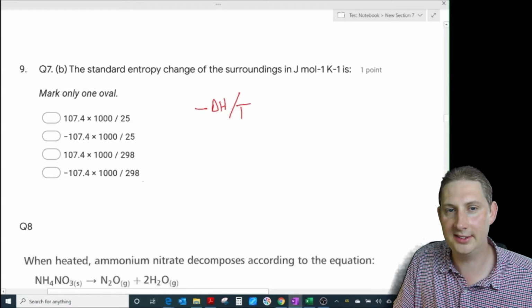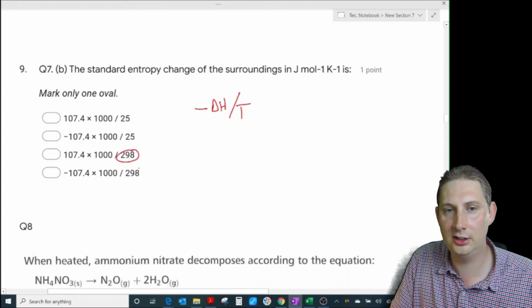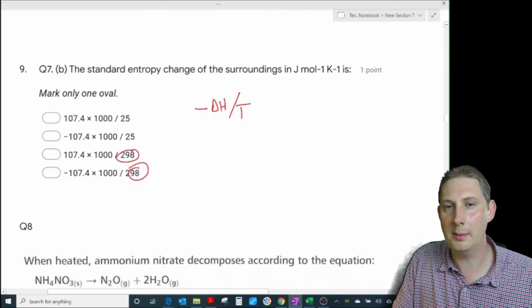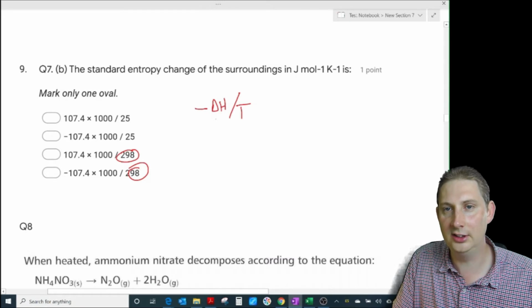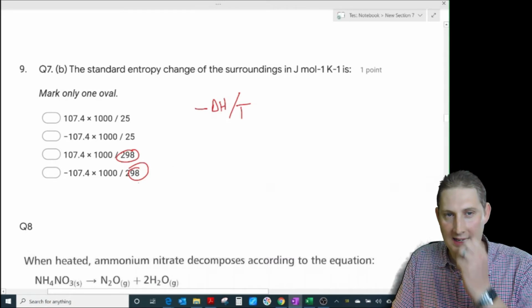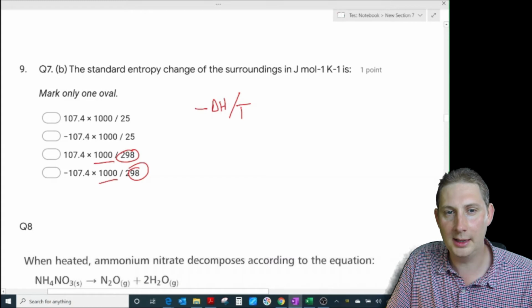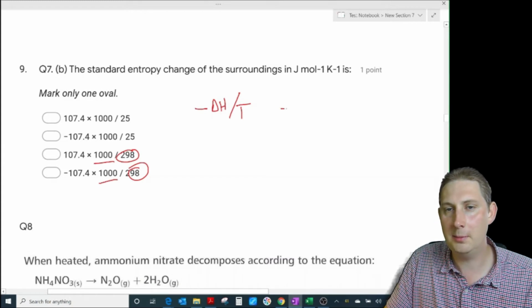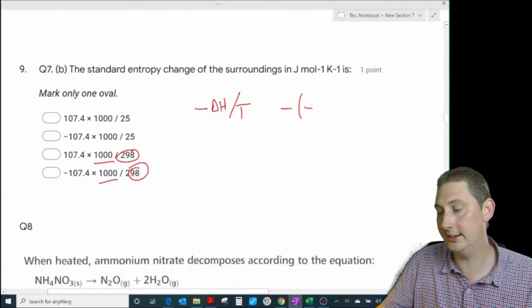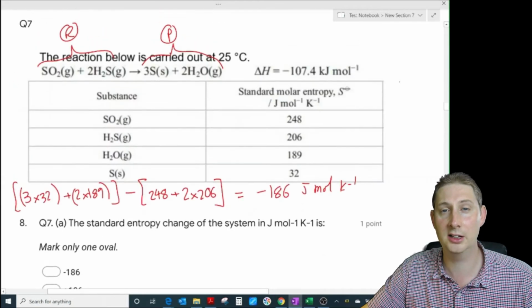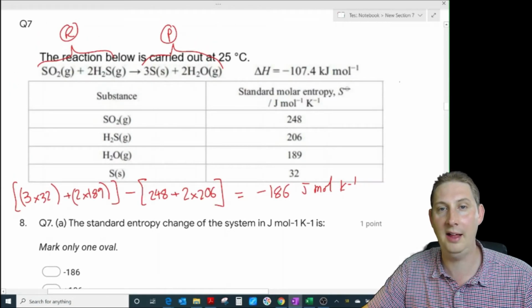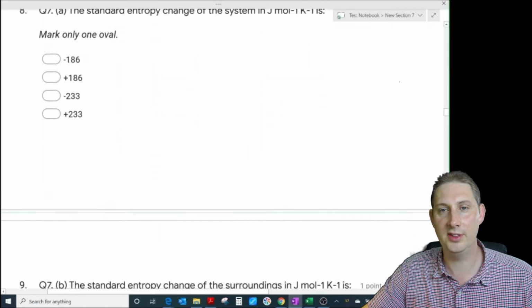Now the temperature has to be in Kelvin, so it's clearly 298. We've got to remember to put delta H into kilojoules, so that's why we're multiplying it by 1,000. But the number of people who are not being careful with signs, and you are going to come unstuck, and I can only assume it's the people that don't do maths and don't see the importance of this.